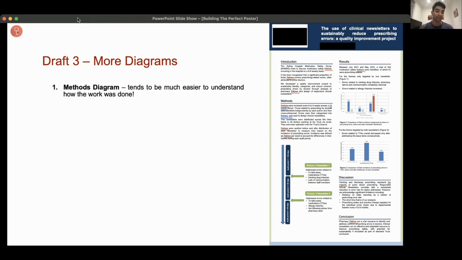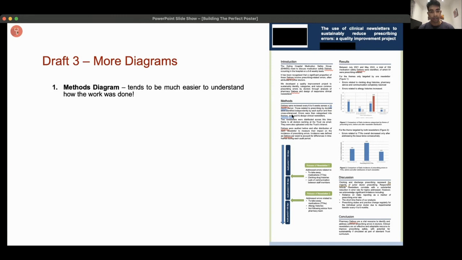And don't make your graphs in Excel, please. Use a professional program like GraphPad Prism. Makes better graphs, better statistics. Yeah, and that's it. Quality over quantity and quantity over text. That's the summary from the diagram section, I would say.